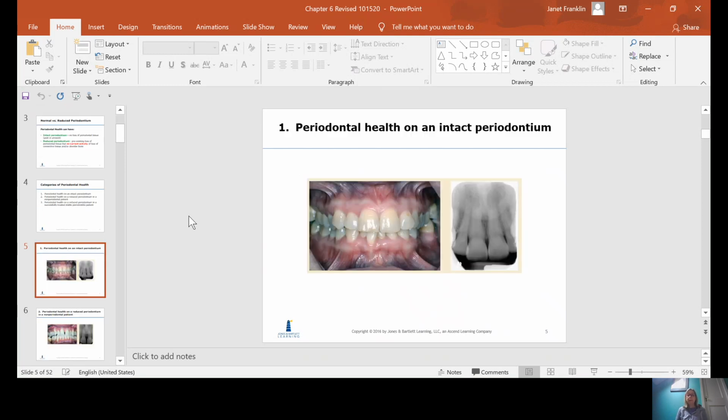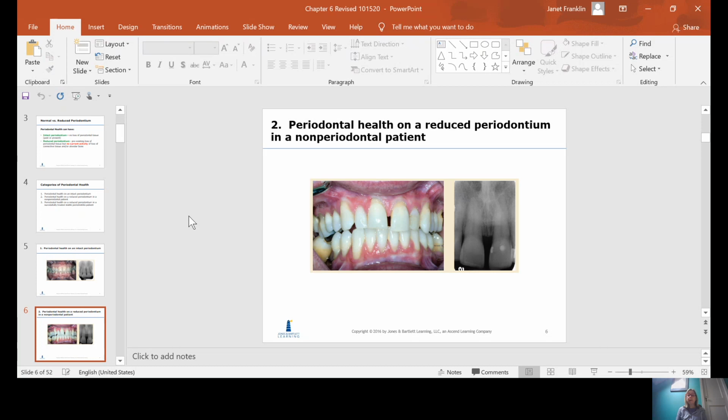This is a picture of periodontal health on an intact periodontium, and you can see the gingiva looks pink and firm. You can see some stippling. It has the nice arches. It's attached firmly to the teeth. It looks like it's got pointed or knife-like interdental papilla. So that patient tissue-wise looks good. And if you look at the radiograph next to it, you will see that the bone levels, or the alveolar crest, is just slightly below the CEJ where it should be.